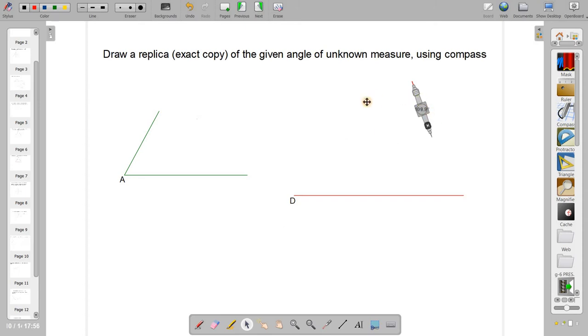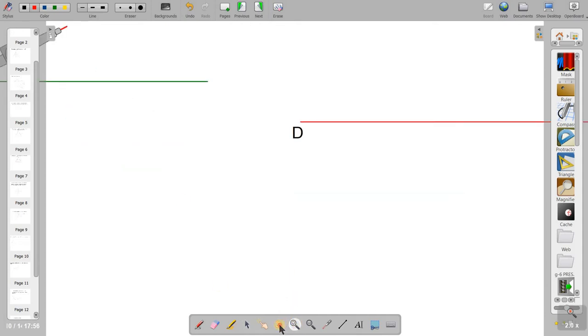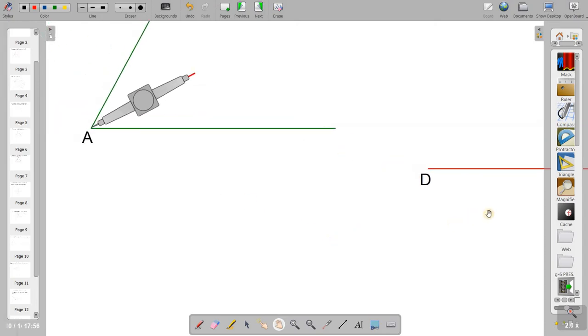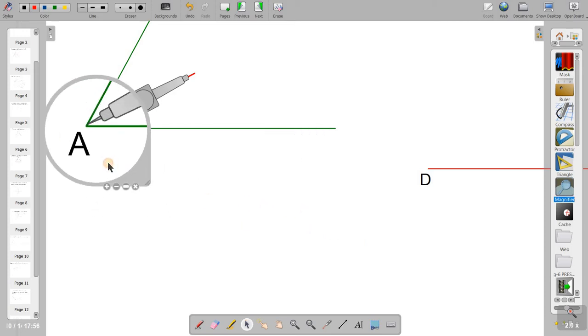Now I will take the compass over to here and keep it at the common vertex of the angle at this point. I will zoom in and show it to you. We can use the magnifier too. See, it is not exactly kept. Now it is kept exactly at this point.